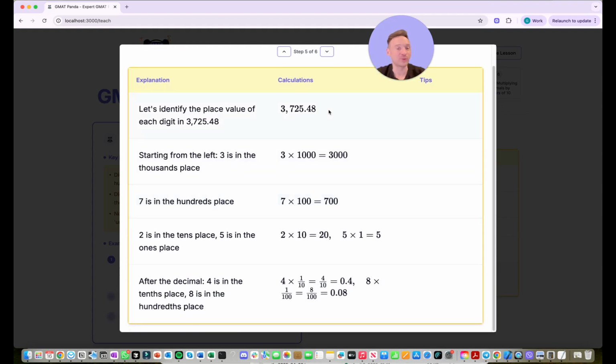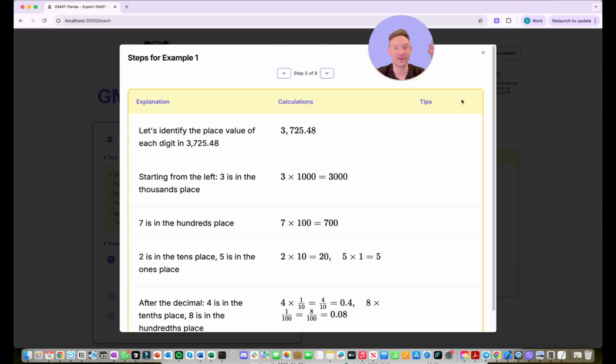and now to the right, the 4 is in the tenths place. So remember, we jump the oneth, there's no oneth or uniteth with a TH, we jump directly to tenths. Okay, and then the 8 is in the hundredths place. Again, difficult to pronounce, but we don't care about that for the GMAT.